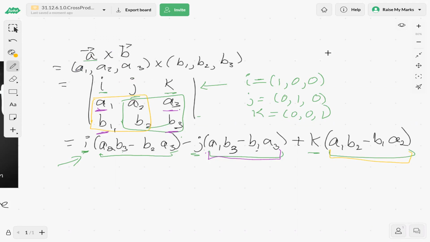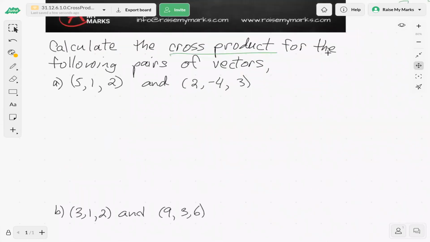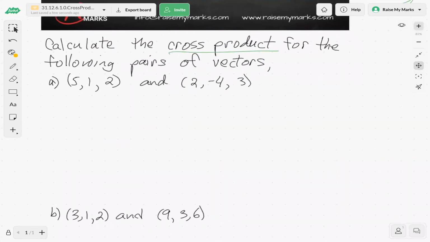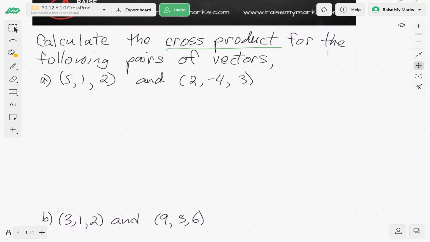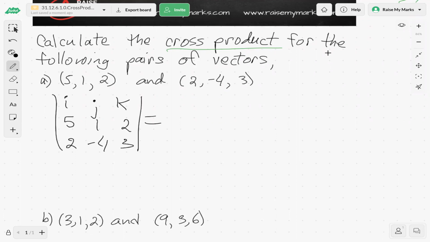All right, now let's apply this formula to our example. Calculate the cross product for the following pairs of vectors. In part A, we have vectors 5, 1, 2, and 2, negative 4, 3. Let's create our box: i, j, k on top. We'll put our first vector in, 5, 1, 2, and our second vector in, 2, negative 4, 3. And we're going to start evaluating.